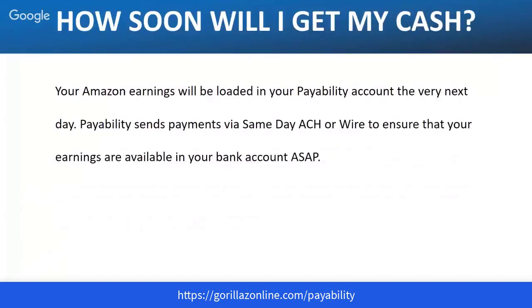So how soon will I get my cash? They're talking about the next day, so let's have a look at what they say. Your Amazon earnings will be loaded in your Payability account the very next day. So whatever you're earning in Amazon the following day, that cash will get loaded into your account. Payability sends payment the same day through ACH, I'm not sure what that is, or wire to ensure that your earnings are available in your bank ASAP, or don't forget the MasterCard.